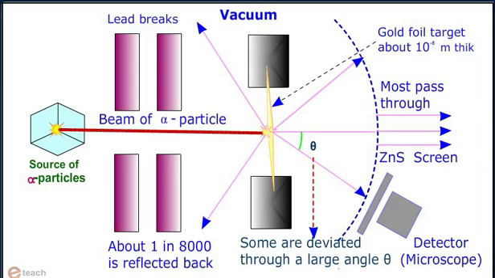The scattered alpha particles, on striking the screen, produced brief light flashes. These flashes may be viewed through a microscope, and the distribution of the number of scattered particles may be studied as a function of angle of scattering.